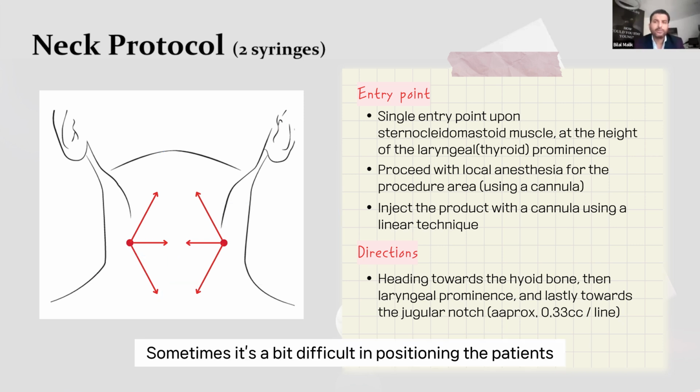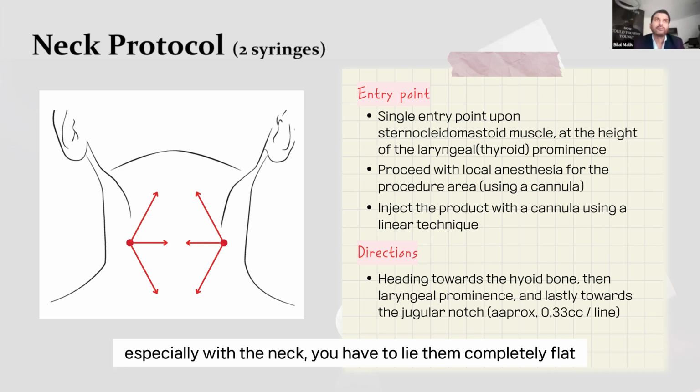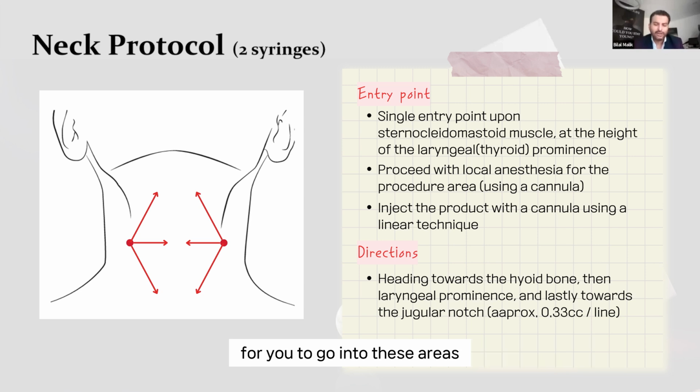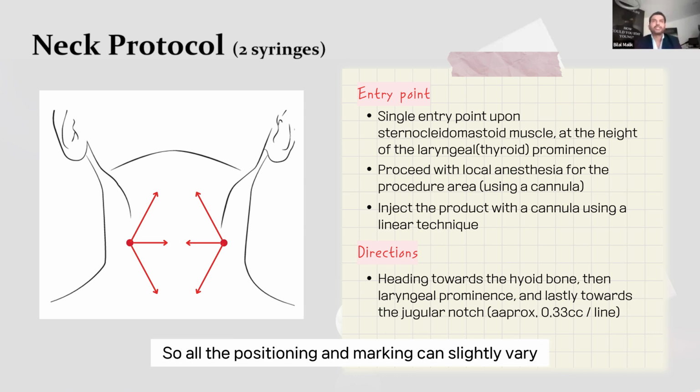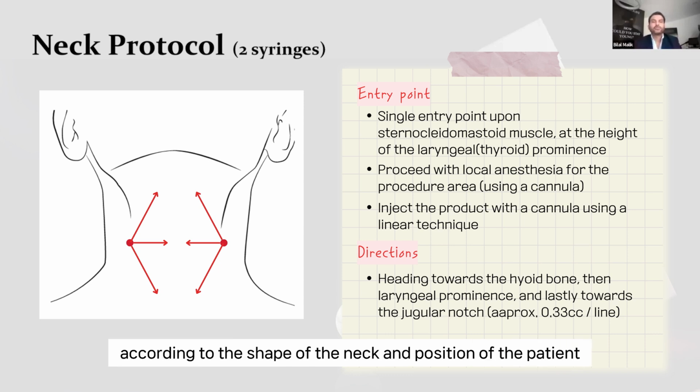And sometimes it's a bit difficult positioning the patients, especially with the neck. So you have to lie them completely flat with no neck support, and then extend the neck back a little bit for you to go into these areas. So all the positioning and marking can slightly vary according to the shape of the neck, according to the position of the patient as well.